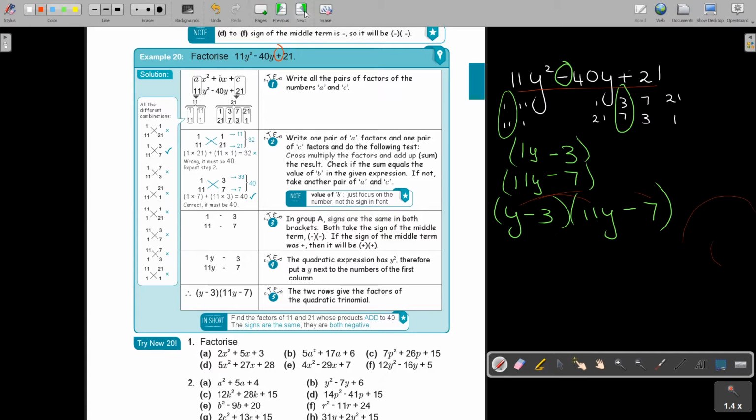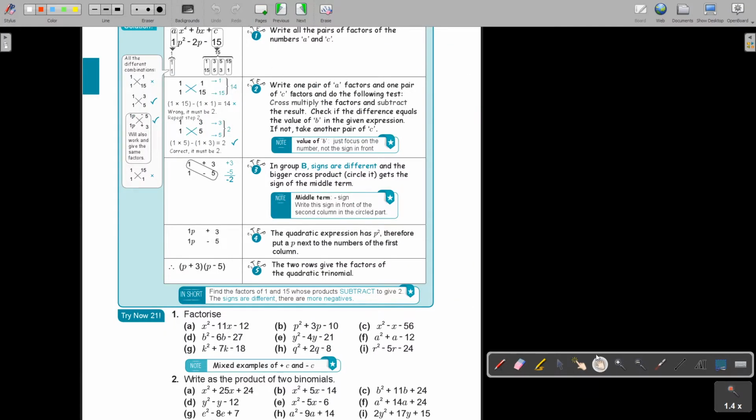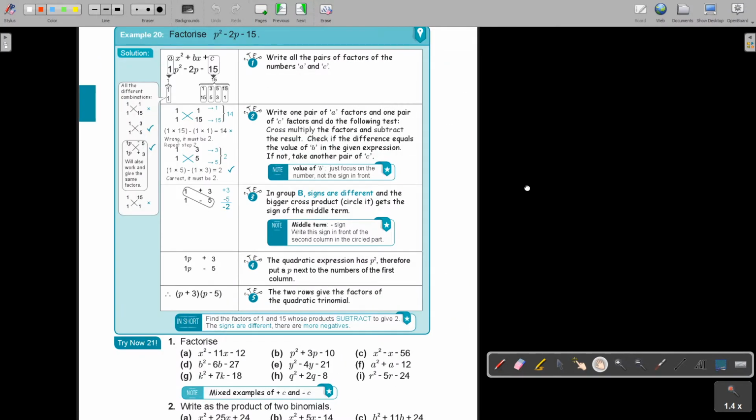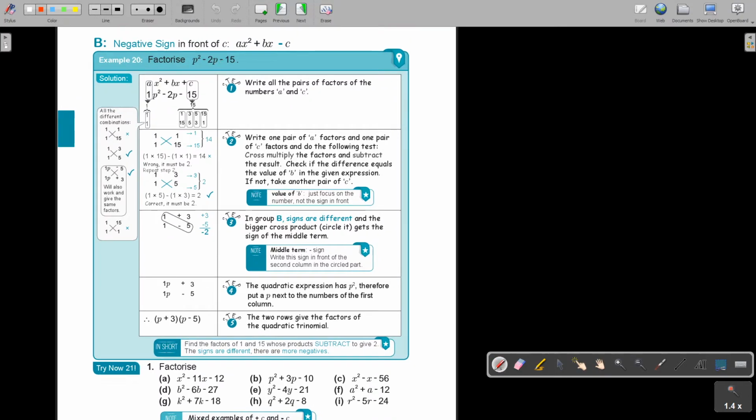Okay, the next one. Now we are in group B. Now, let's just run quickly through this also, then we're through with factorization. Now, and this is now, look there, there's a negative. It's more or less the same. Oh, this is nice, it's a 1.